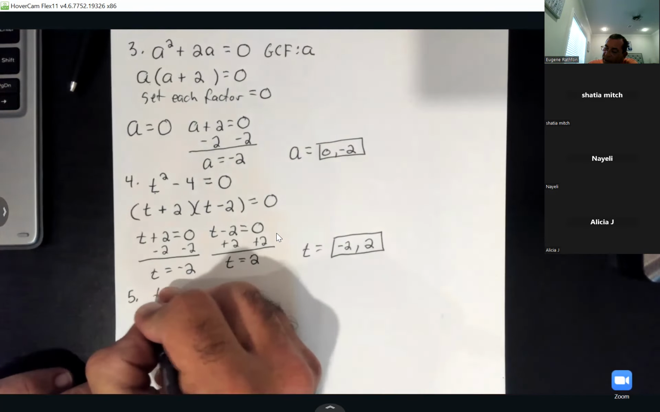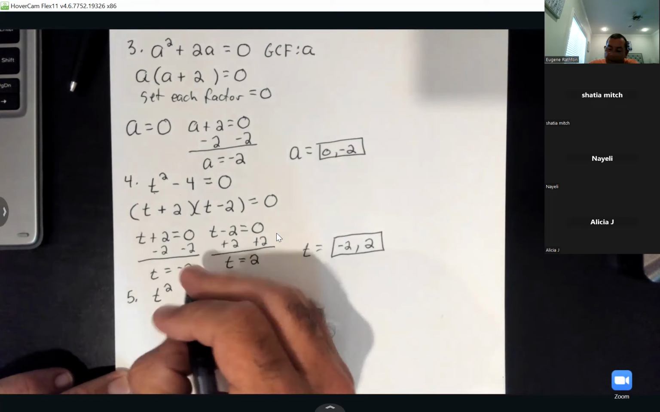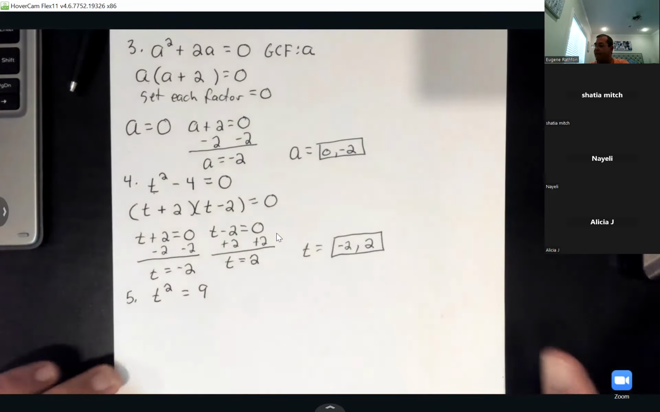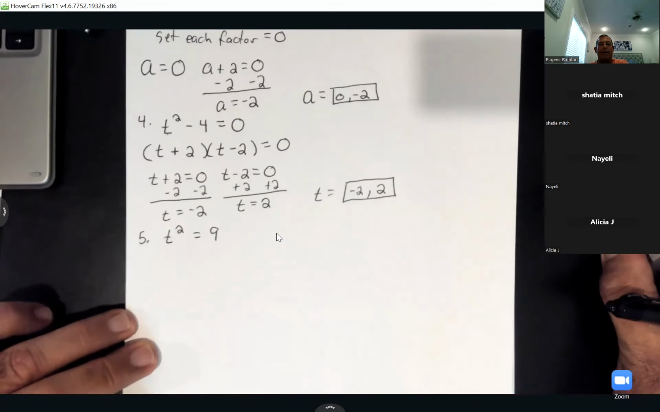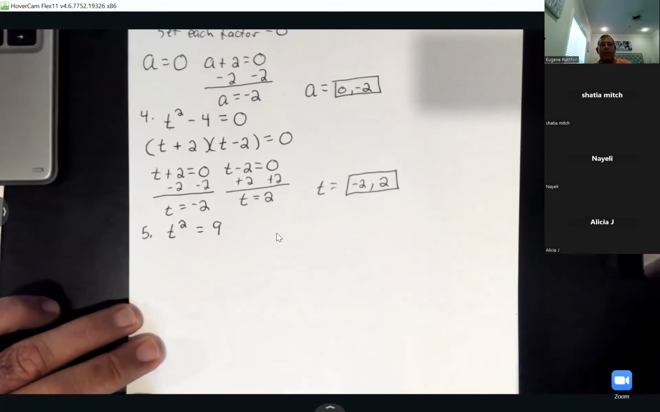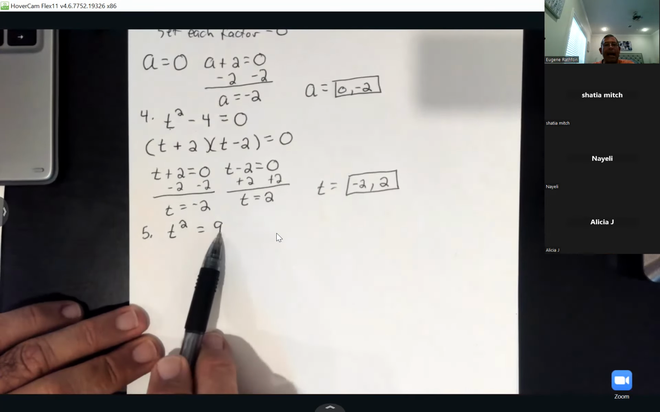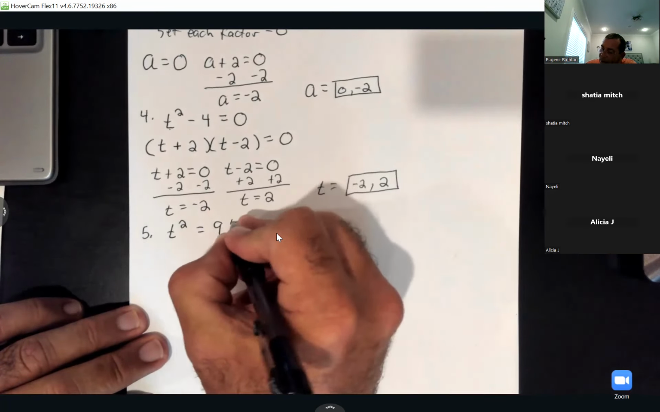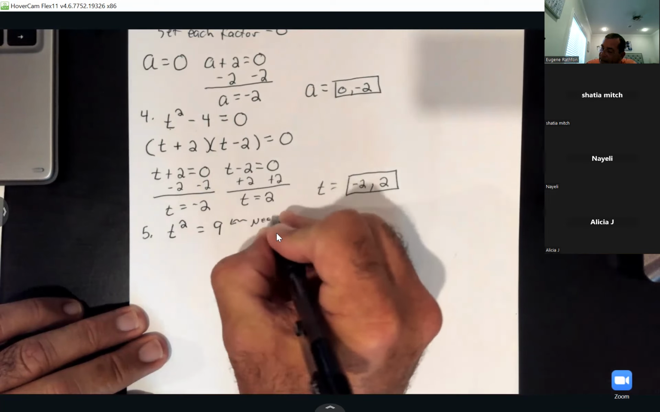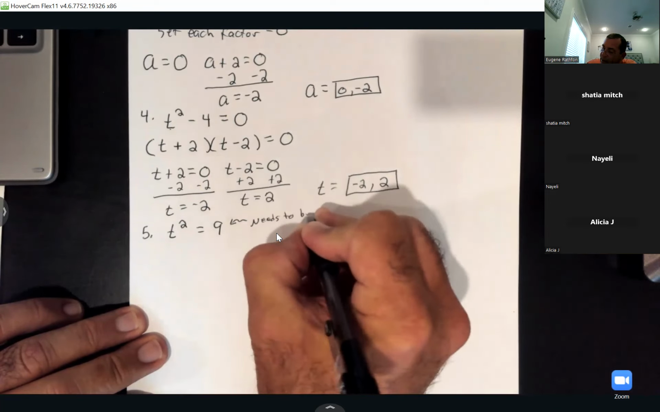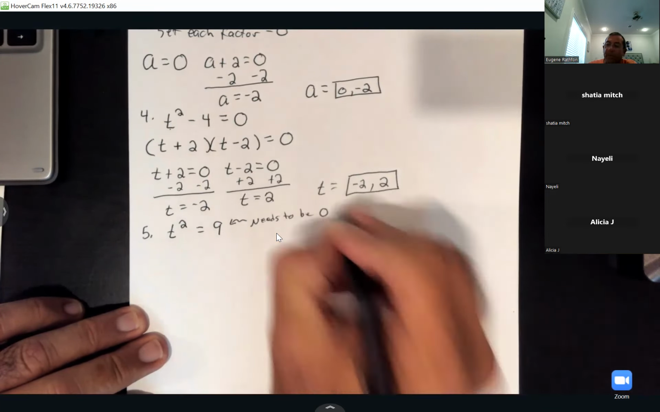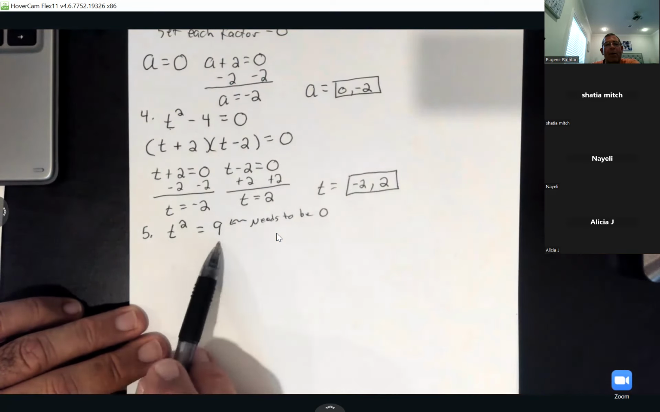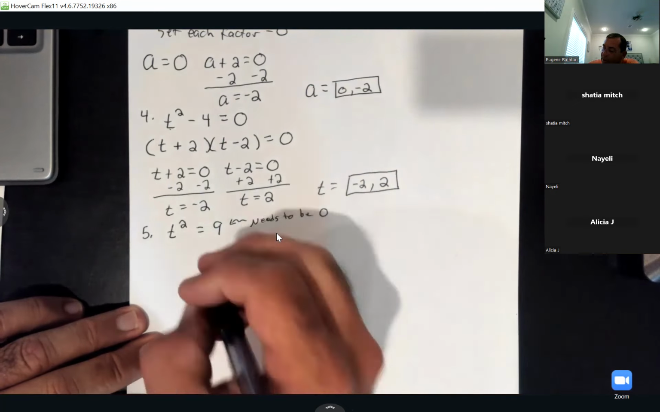All right, y'all. T squared equals 9. So look at that. That 9's on the right side, but remember, I need a 0 there. So that needs to be 0. So to make my right side a 0, I got to subtract 9 from both sides.